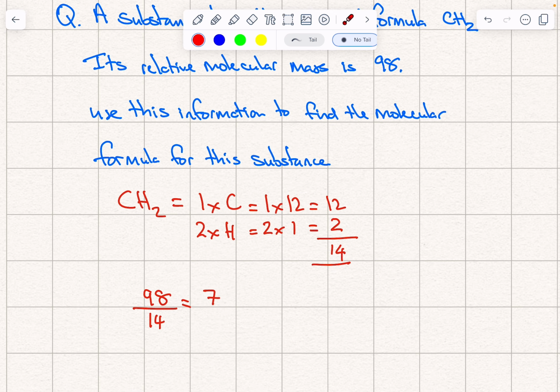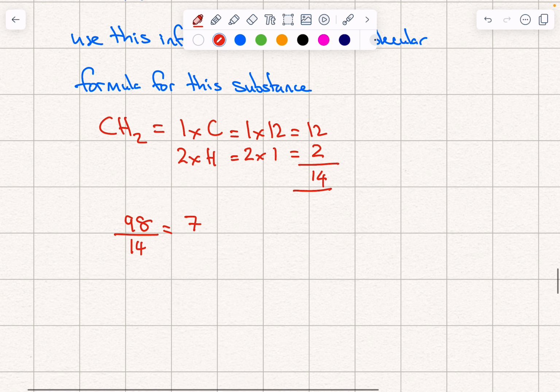So all I need to do is take 7 and times it by the empirical formula, so let's just finish that off. So if I take 7 times the empirical formula, I'm going to get C7H14, and that will be the molecular formula.